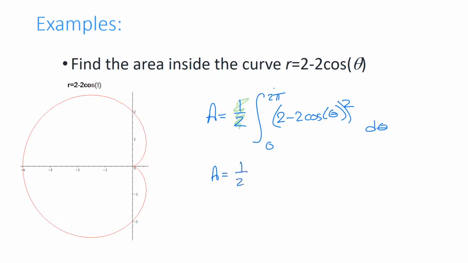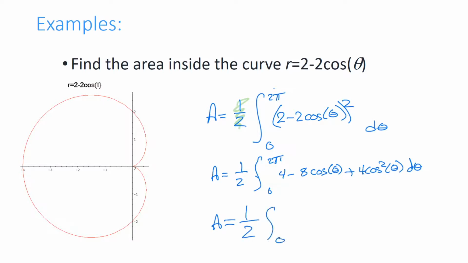Let's go ahead and square this. So 1/2 times the integral from 0 to 2 pi of 4 minus 8 cosine theta plus 4 cosine squared theta. Now we're going to use the power reducing formula for cosine, which says that cosine squared theta is 1 plus cosine of 2 theta over 2.